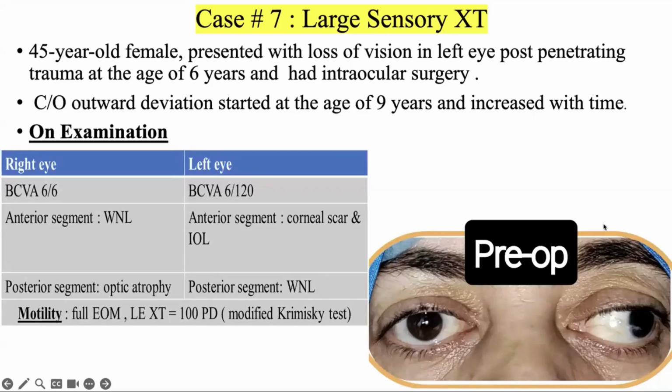And the problem with this patient is that she lived with this exodeviation for around 35 years, and unfortunately whenever she would go to an ophthalmologist, he or she would tell her that the deviation will recur in 6 months. So she was skeptical. She wanted to get her deviation corrected, but she was afraid.